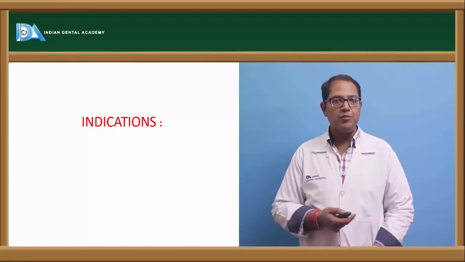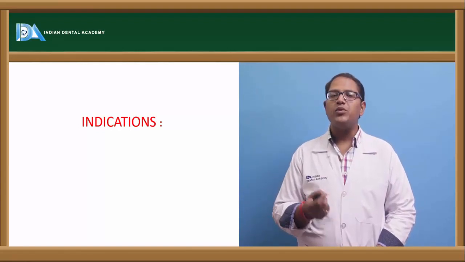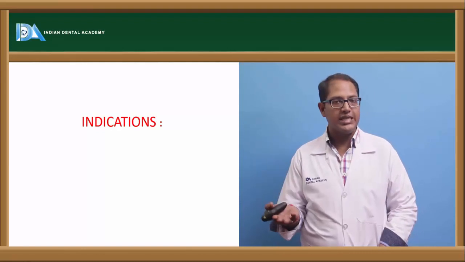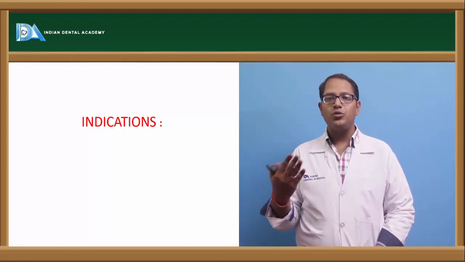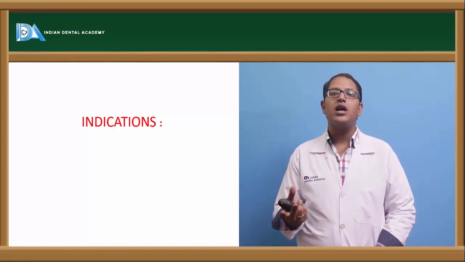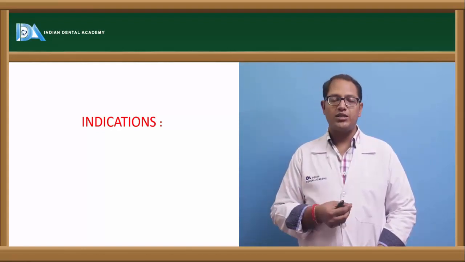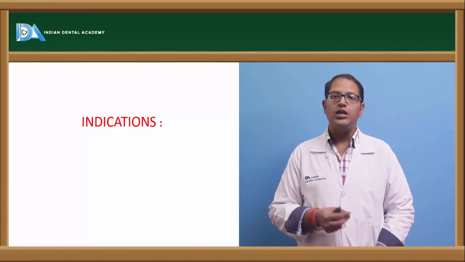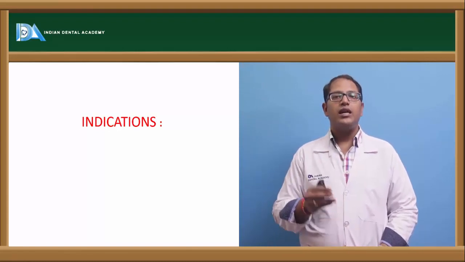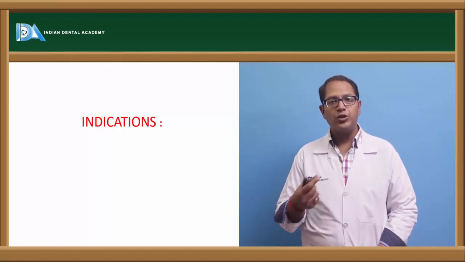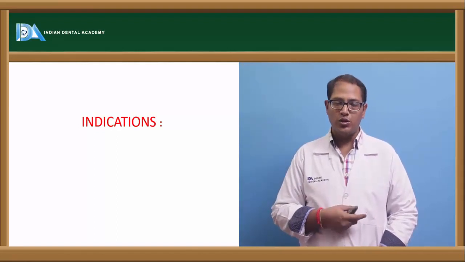Indications: what are the indications for post and core? Those teeth that we want to preserve for aesthetics or function, where the root is remaining and a little part of the crown, at least around 2 mm, is remaining. Those teeth we can go ahead with post and core to preserve the tooth and give a natural crown over the natural root which is present. Those are the indications of post and core.